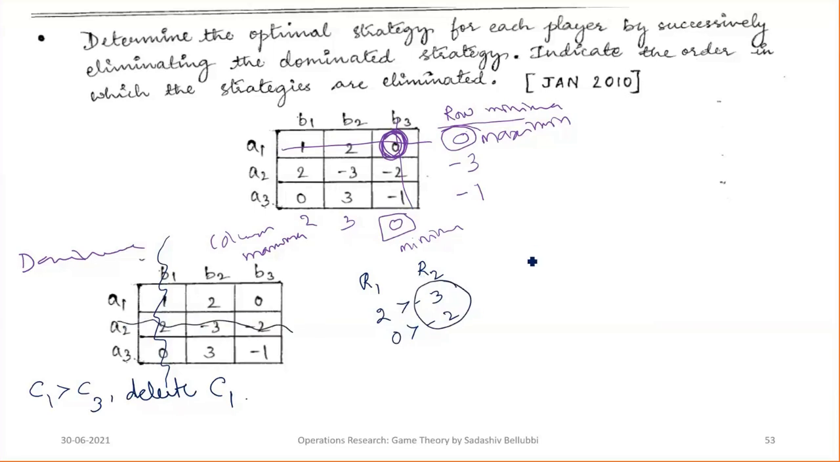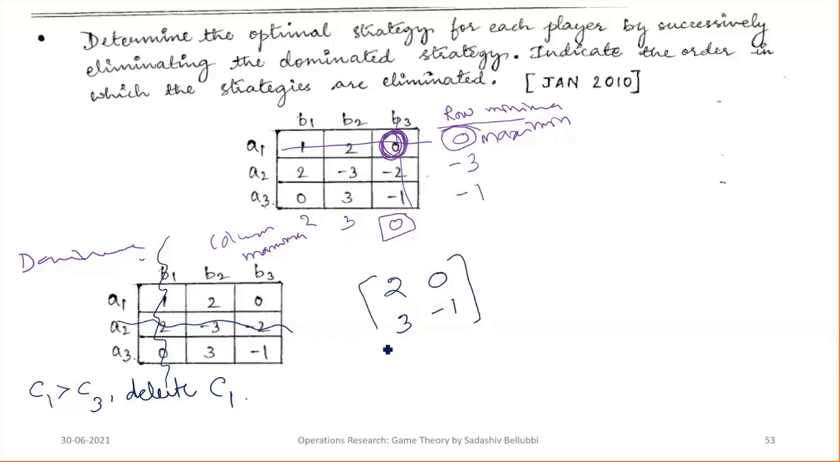Okay, now we need to go for the comparison of row 1 and row 3. What are the values? 2 is lesser than 3, and 0 is greater than minus 1. So okay, it won't hold good here. So we cannot compare R1 and R3. But we can go for comparing the columns now again, because the remaining matrix is only a 2 by 2 matrix. So what is the matrix remaining? 2, 0 and 3, minus 1 is remaining.